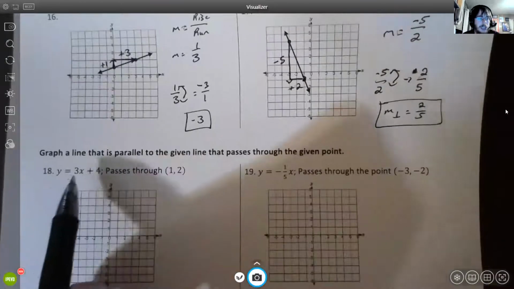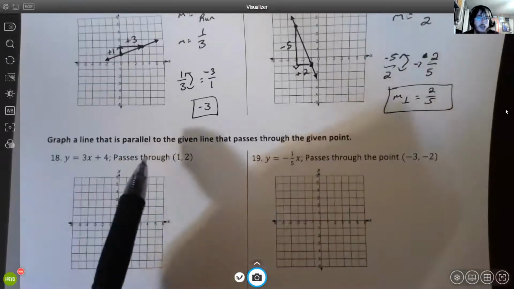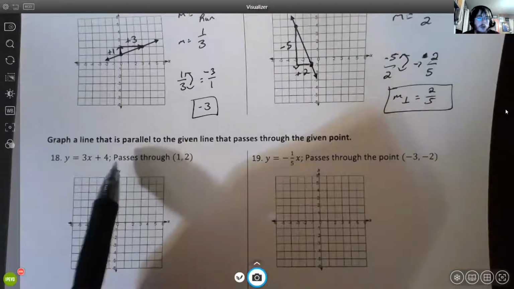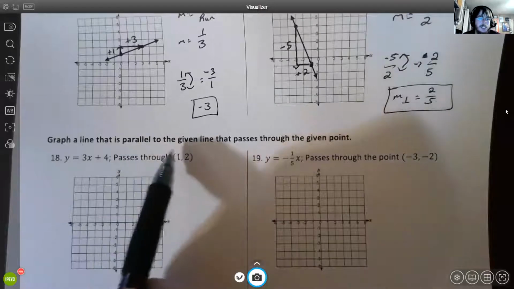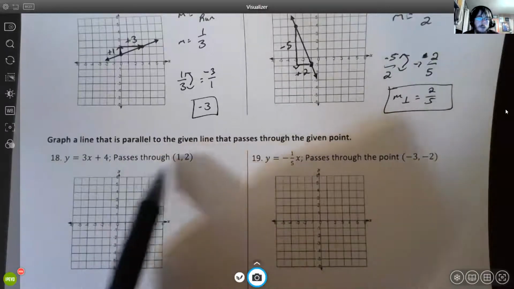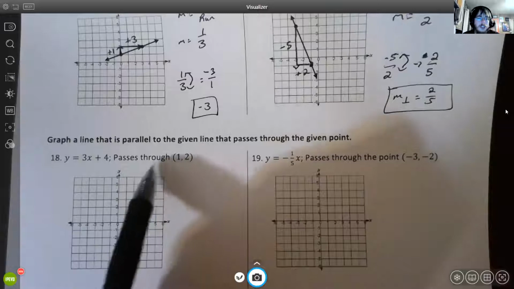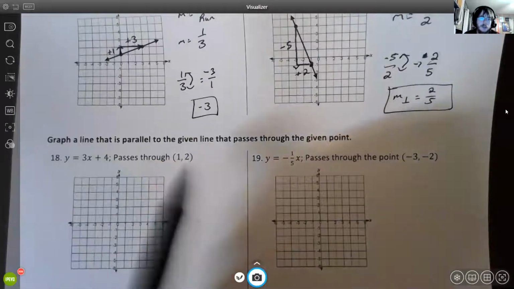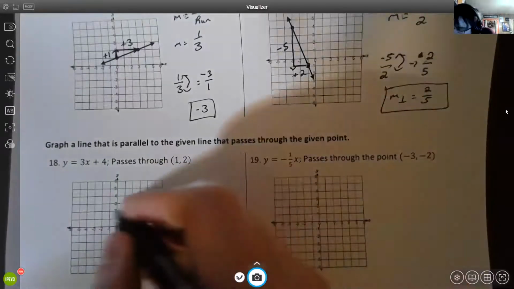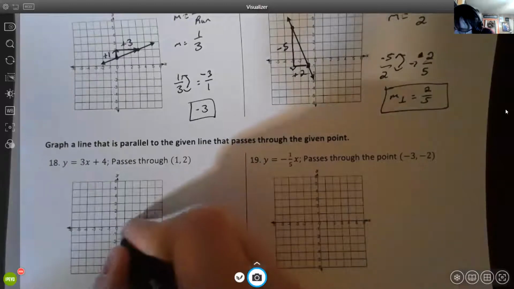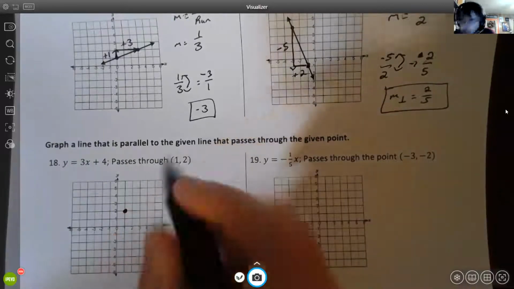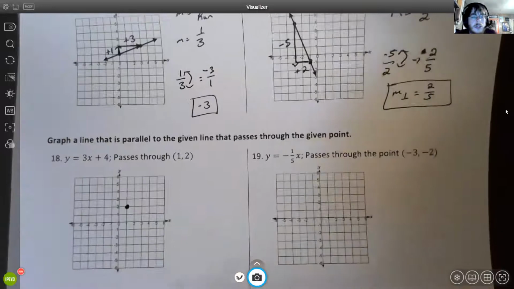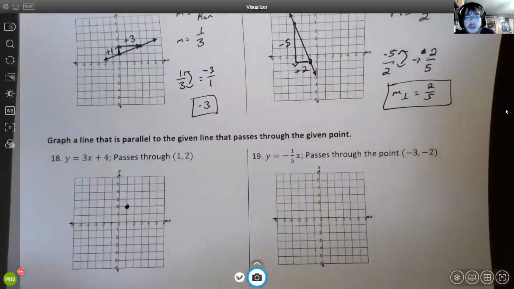So we have y equals 3x plus 4, and we want a line that's parallel to the given line that passes through this point here. So we want one that passes through the point 1, 2. So I'm going to go ahead and graph 1, 2. So that's my point. Now I want to graph a line that's parallel to that line.